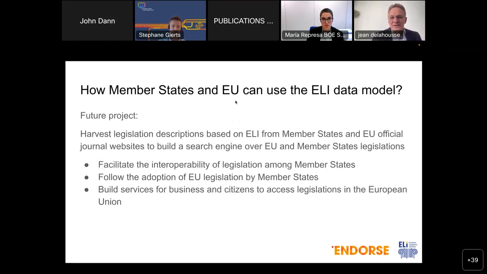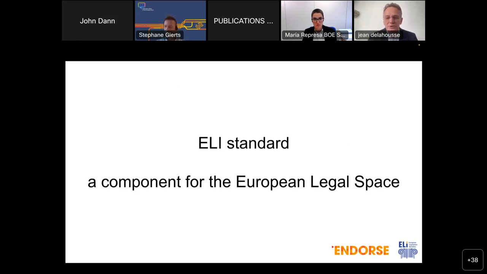A future project based on ELI is to be able to have a search engine that would have a complete view on EU legislation and member state legislation. So the idea is to gather all those legislation descriptions in one central system to be able to have a complete view, both for citizens and to create new services for business and citizens, among this gathering of all the European legislations. To finish, the ELI standard is really a component of a European legal space, which is a project that is ongoing now in the EU and with member states.